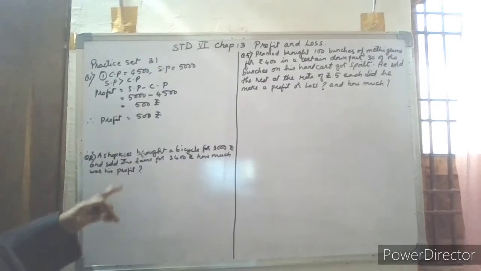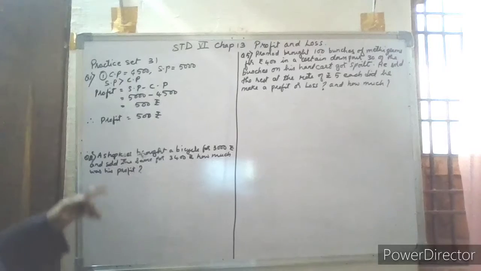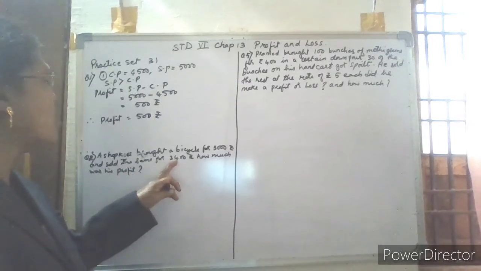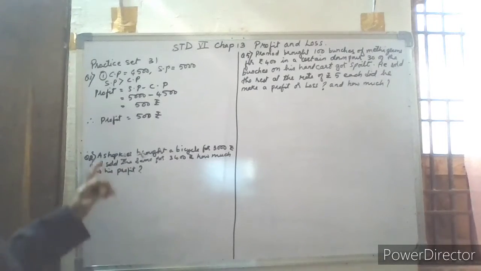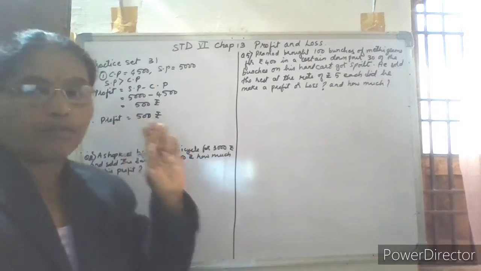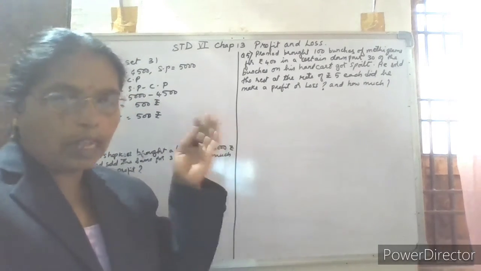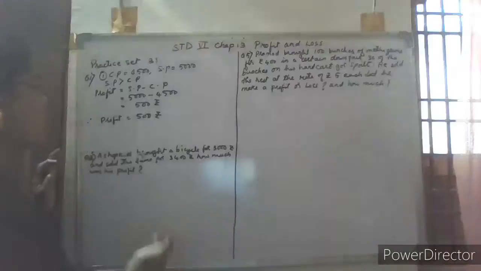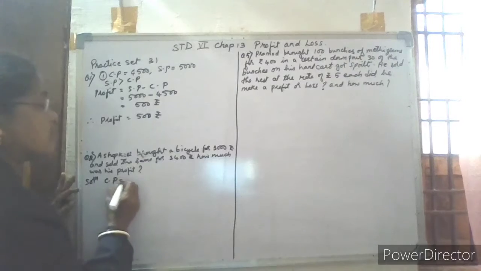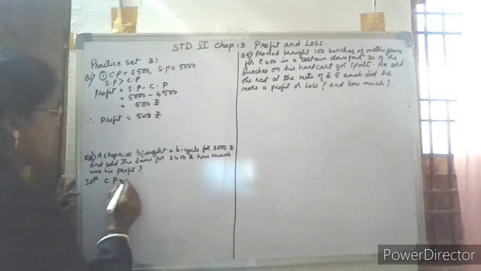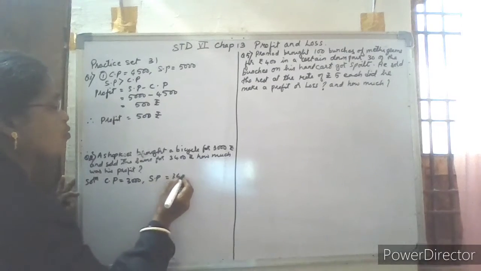A shopkeeper bought a bicycle for 3,000 rupees and sold the same for 3,400 rupees. How much was his profit? See, he bought a cycle for 3,000 and sold it for 3,400. That means he has made a profit. So, in this question we have to find the cost price. Bought means this is the cost price, 3,000. Selling price is 3,400.